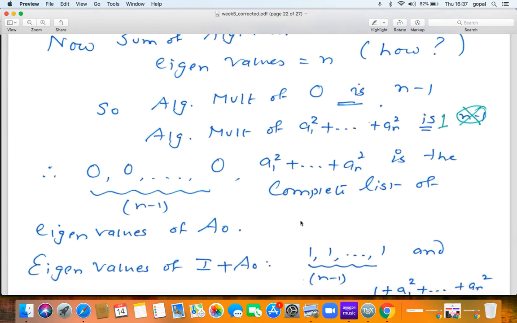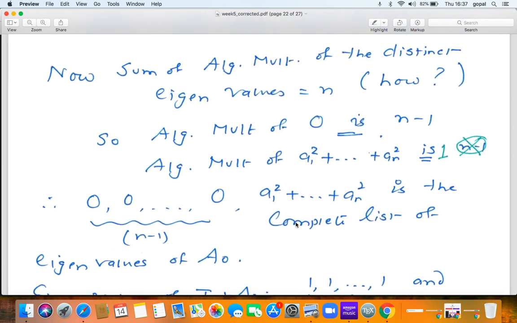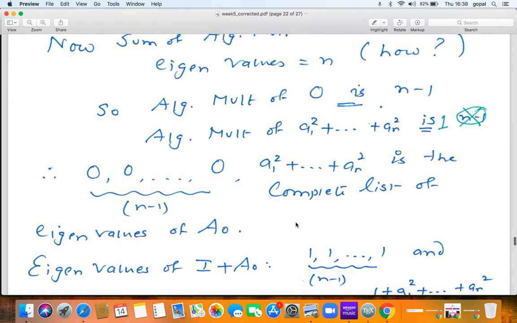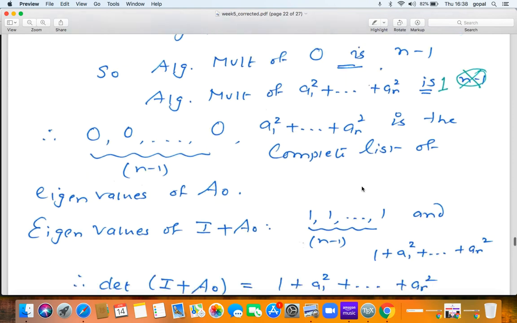Now remember, if lambda 1, lambda 2, up to lambda n are the eigenvalues of a matrix A, and if g is a polynomial, what are the eigenvalues of g of A? g of lambda 1, g of lambda 2, g of lambda n, right? We have seen that. So now we have this matrix A0, and let us look at I plus A0. We can write down the list of eigenvalues of I plus A0. What are they? Add 1 to all of them: 1, 1, 1, n minus 1 times. So the last eigenvalue is 1 plus a1 squared plus a2 squared plus an squared.